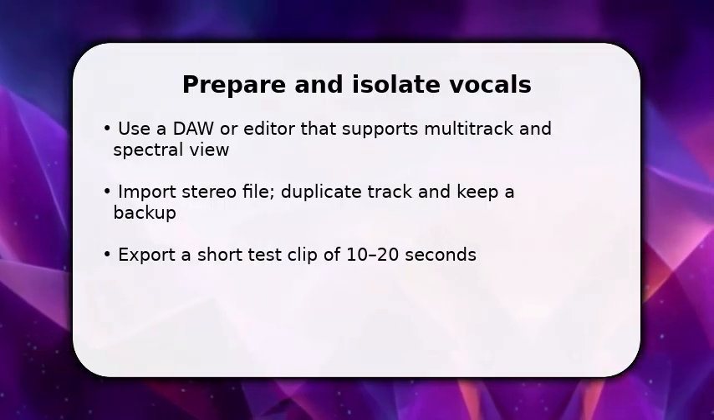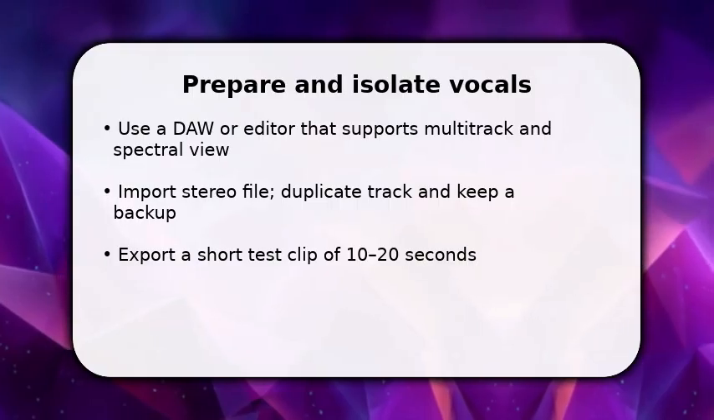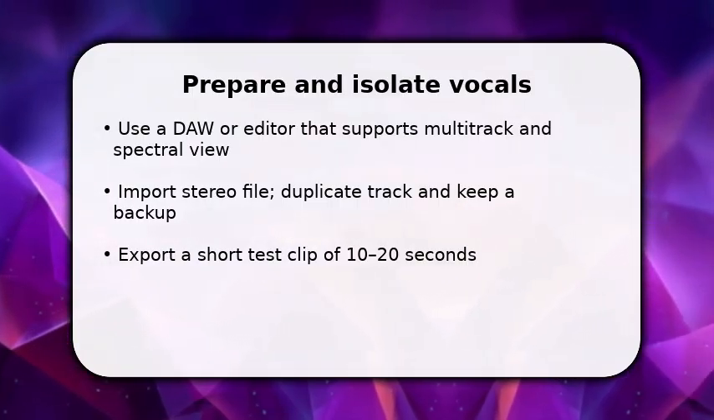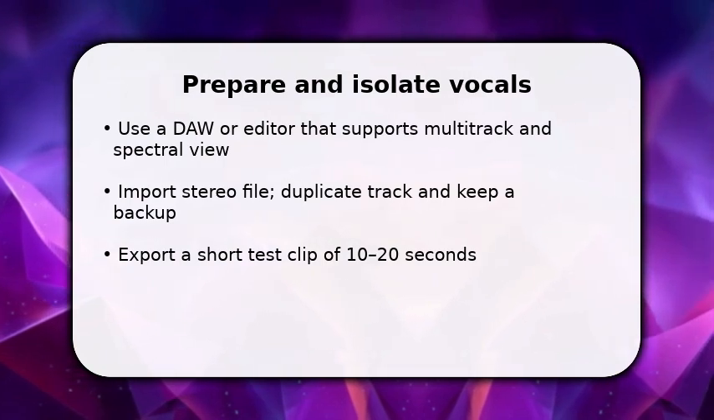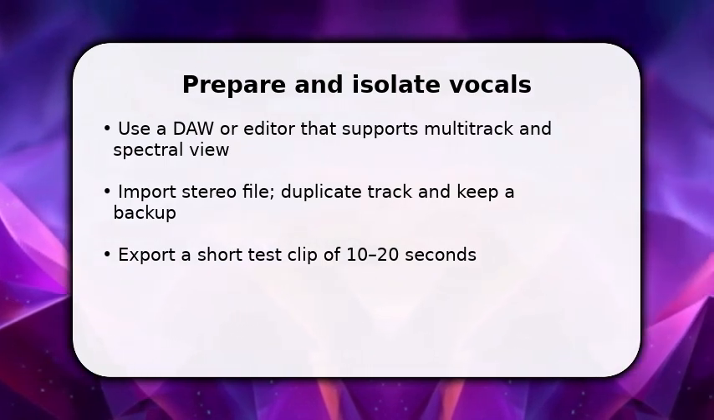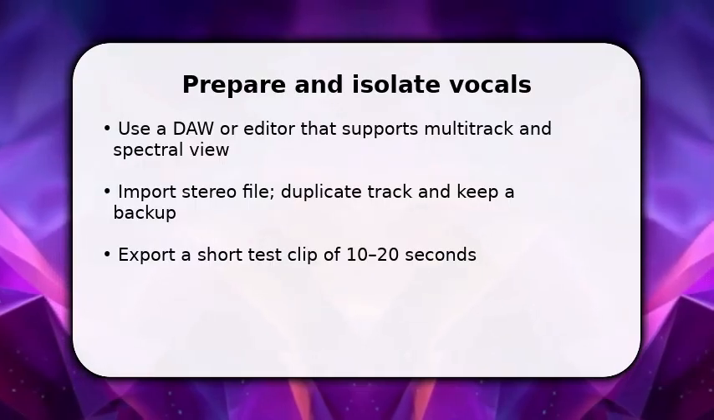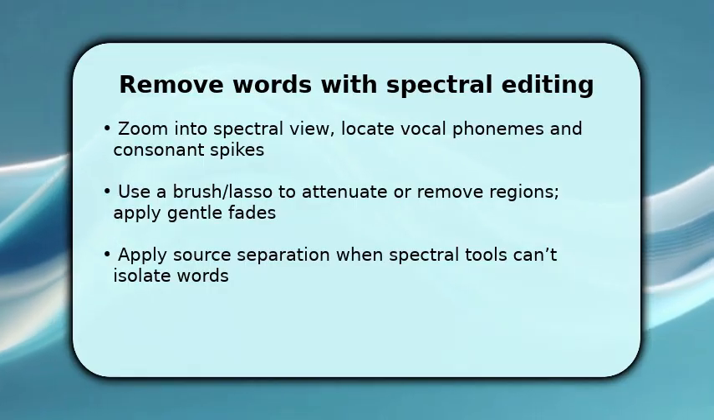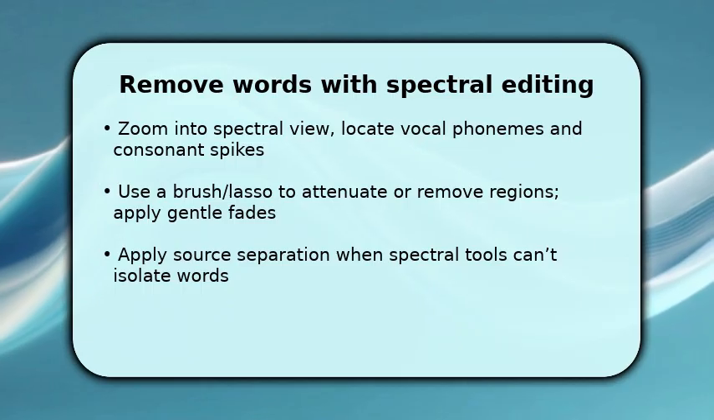Make sure to set sample rate and bit depth to match the source, so the processed clip stays aligned and consistent with the master. Now you'll remove the words using spectral editing and separation. Zoom in on the vocal phonemes and consonant spikes. Use a brush or lasso tool to select those harmonic bands and lower their gain rather than deleting outright.